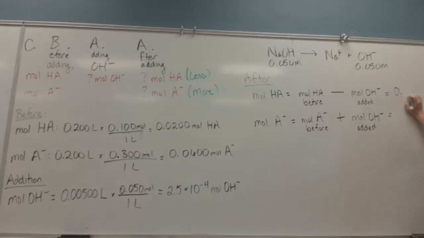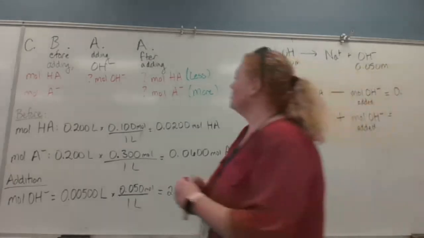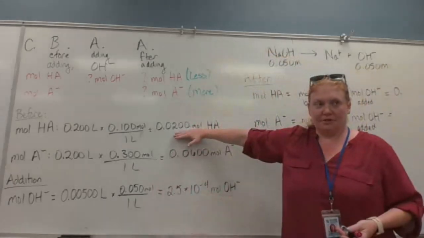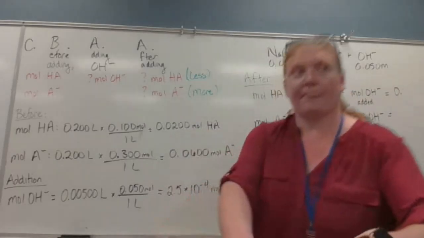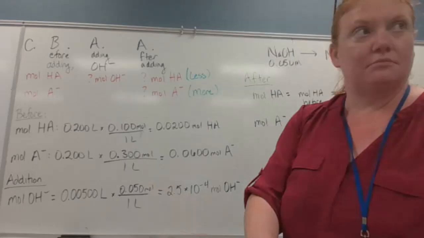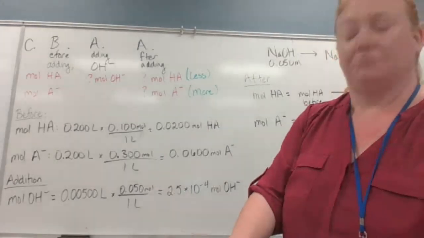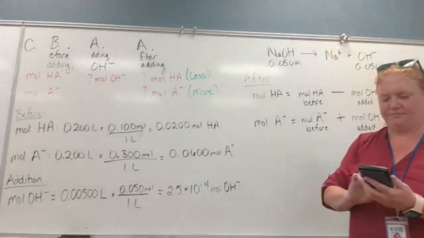I got 0.0202. Hang on, so we're doing HA minus this, right? Oh, I added. That's 0.019.